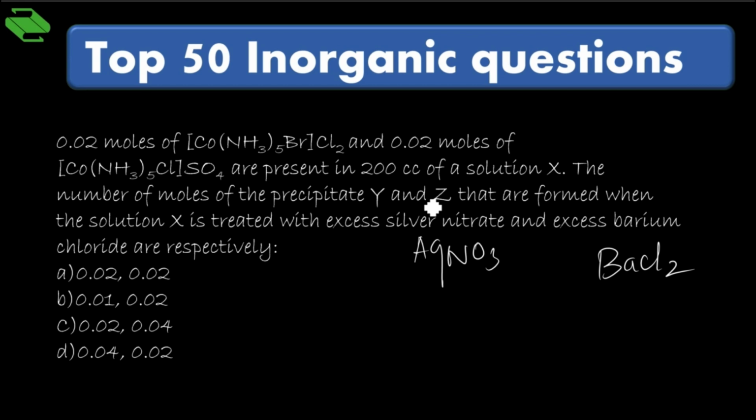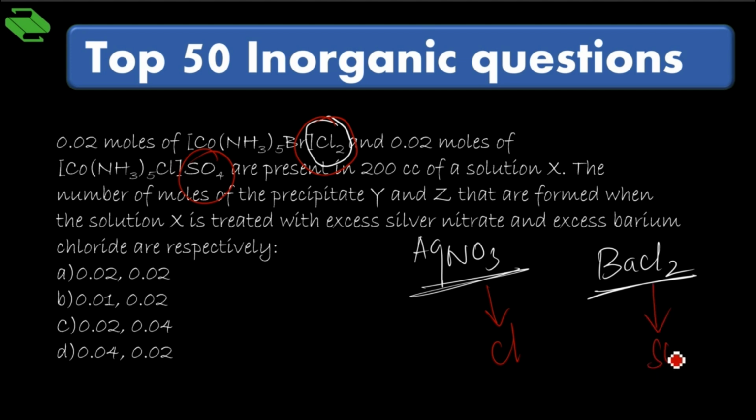If you know the simple trick: they just mentioned silver nitrate and barium chloride, and in the complex we have the counter ions chloride and sulfate. Silver nitrate is for chloride and barium chloride is for sulfate, isn't it? We know the tests for these very well. So how many chloride ions will there be? 0.02 moles. How many sulfate ions? 0.02 moles. So what would be our answer? 0.02, 0.02. So option A will be the right answer.